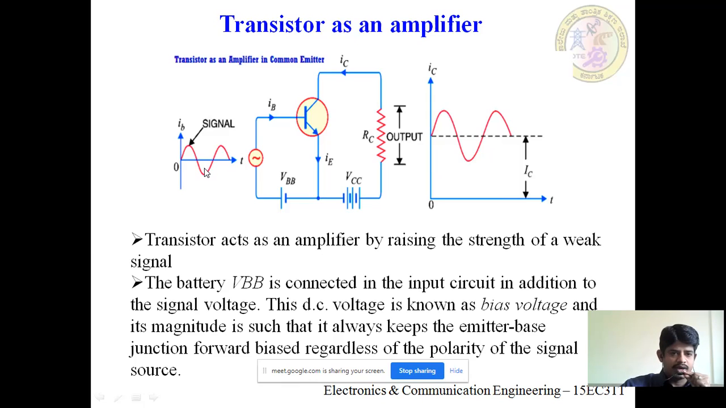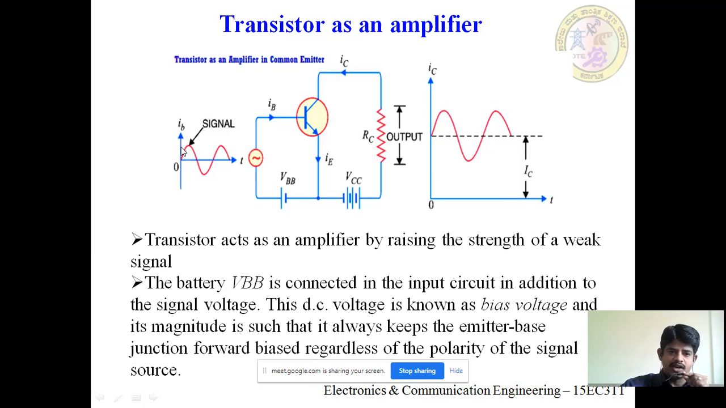Let's say during the negative half cycle, it has the highest negative voltage. In that condition, what happens? The collector current will also increase. Since the base current is also increasing in the negative direction, the collector current also increases, but in the negative way. So this is how you will get the maximum reverse output voltage, which means a negative voltage at the output of the amplifier.